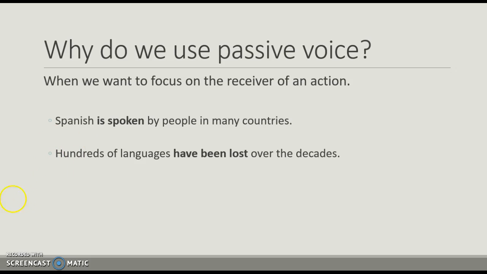In the second sentence, hundreds of languages have been lost over the decades. We want to focus on hundreds of languages. That's why we use a passive voice verb form. It's not important who lost it. We really don't care who lost it. We just need to know that hundreds of languages have been lost.